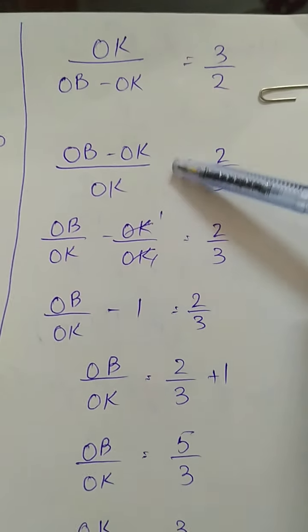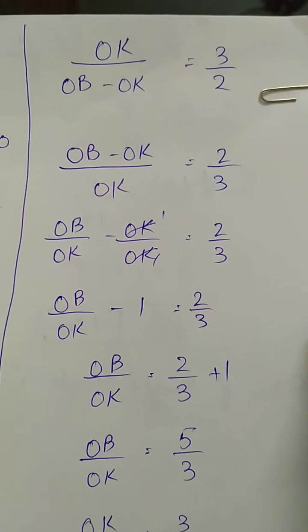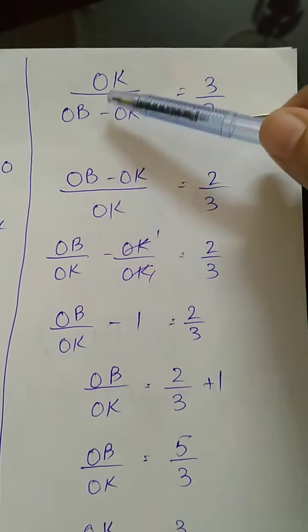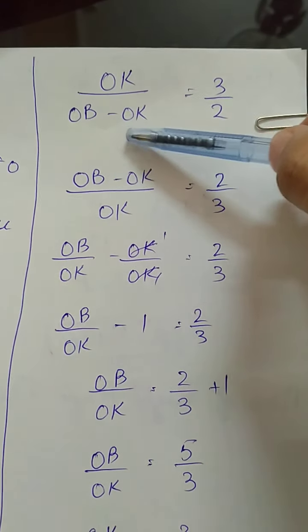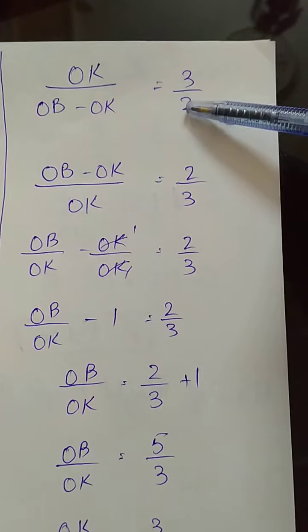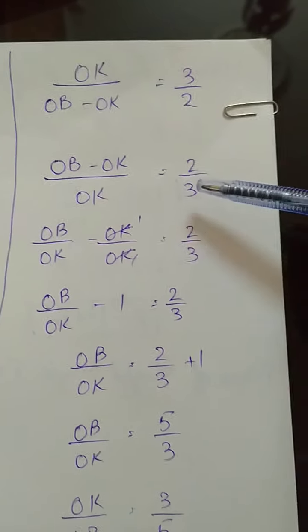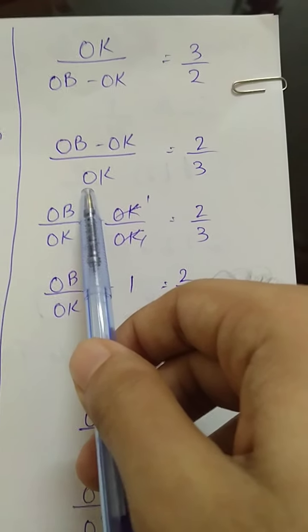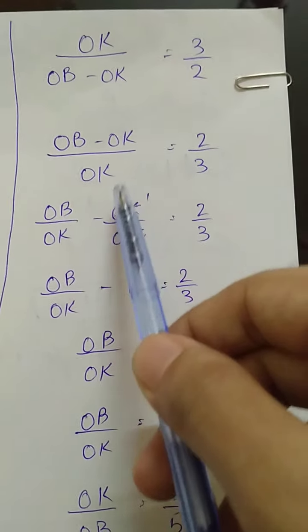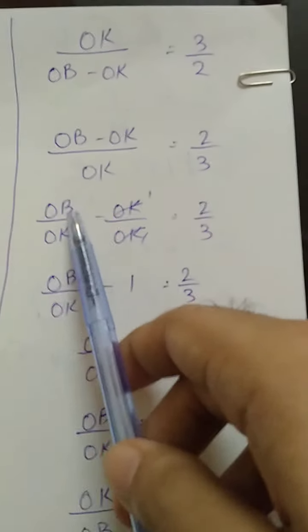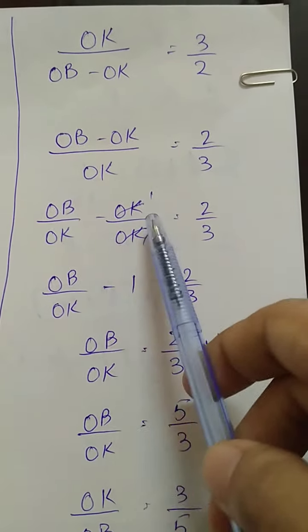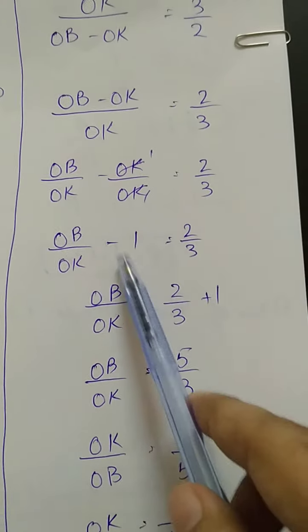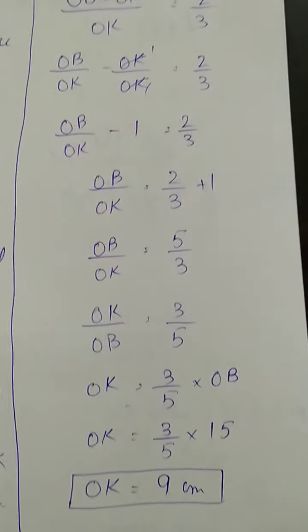Now we have to switch the sides of the equation. So OK will now be in the denominator and OB minus OK will be in the numerator. The same will go here, 2 will be up and 3 will be in the denominator. After doing this, we break the denominator. OK will go individually in the denominator of both of them, OB divided by OK and OK divided by OK. OB divided by OK will remain like this, OK divided by OK will cancel to 1, so OB upon OK minus 1 equals 2/3. Now minus 1 will shift there, it will be plus 1, and then it will be 5/3.